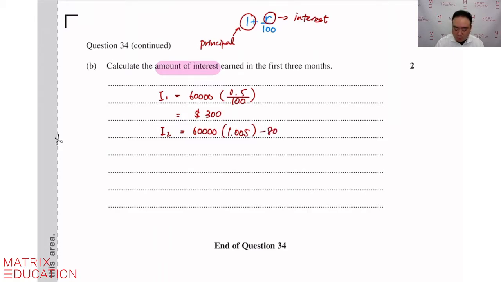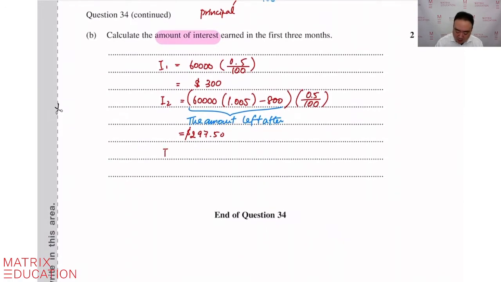And then she made the withdrawal. This is the amount of money left. Correct? The amount left after A1. And this amount appreciates by 0.5%, and that gives me $297.50. I3, which is the third month of interest, right?